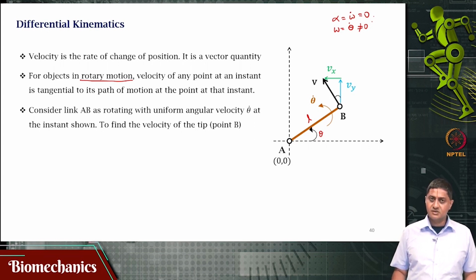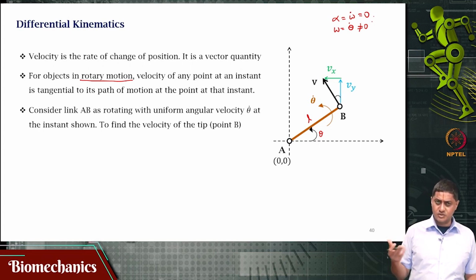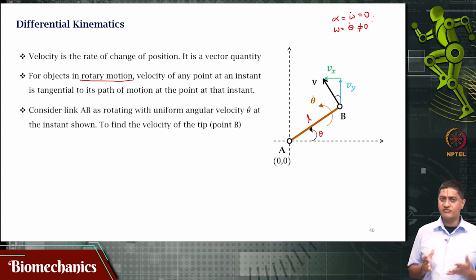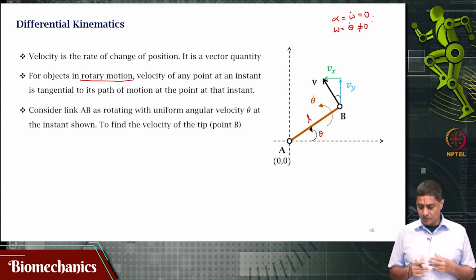The question is, what is the velocity of point B, the tip or the end effector? Given that I know the link length and I know theta, I know theta dot. Let us assume that I also know omega. I know the uniform angular velocity, I know the theta at that instant, I know the link length L. The question is, what is the velocity of the end effector or the tip of this link, point B? That is the question.